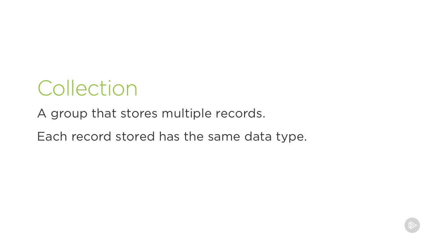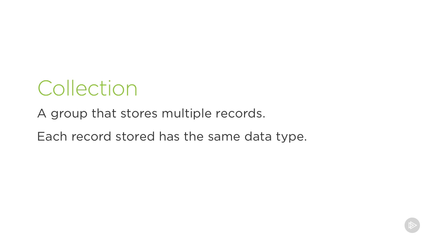But wait, there's more. There's a couple more data types we need to cover. These are different from the basic primitive data types we just covered, but equally as important because you're guaranteed to use them in almost every trigger. These new data types fall under a category called collections. A collection is just a group of records, all of which have the same data type.